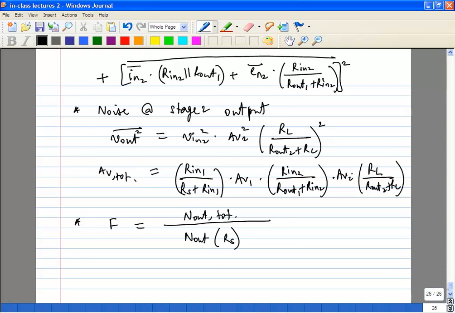Sorry? Which load resistance noise? RL noise. Yes, RL noise will also come, but for now we are going to ignore that, because that will be taken into account if you cascade it with the next stage; you would take it into account there.